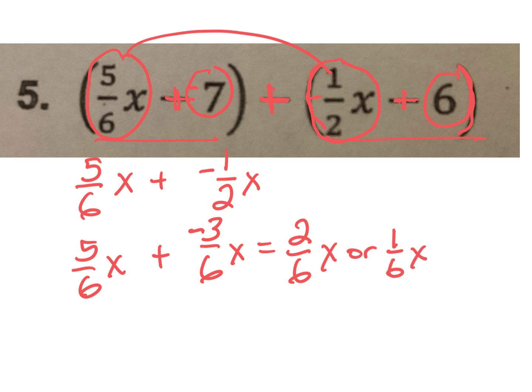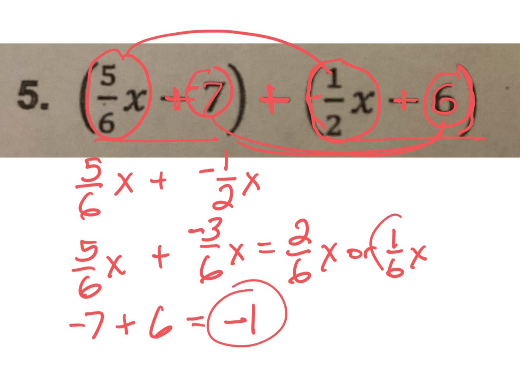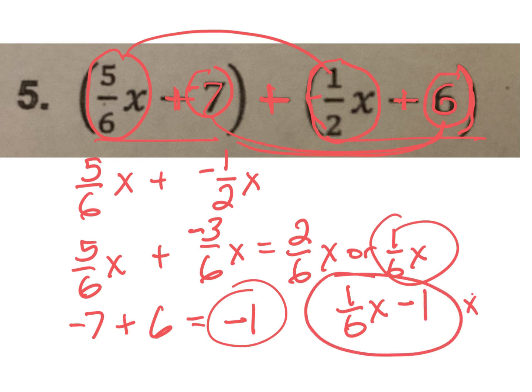Okay. Then I have this negative 7 and a positive 6. And when I put those together, negative 7 plus 6 equals a negative 1. So then I got to bring this together with this. 1/6 x plus a negative 1, or just minus 1. And that right there is my answer.